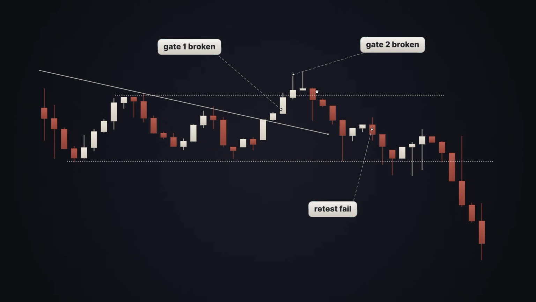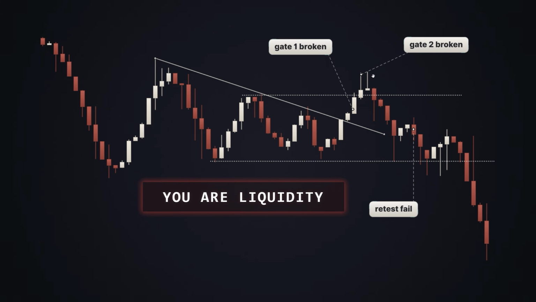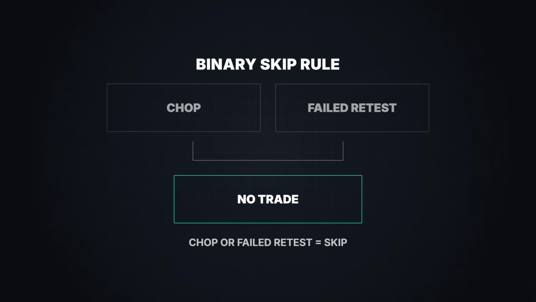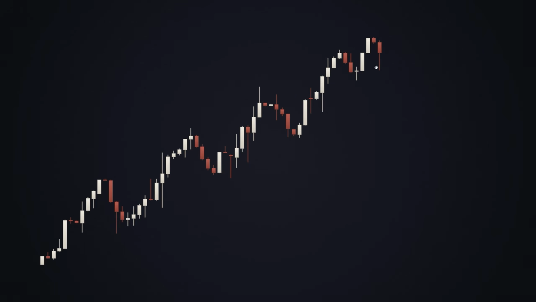Most scalpers lose here because they want the chart to pay them for being early. But you are not being early. You are being used as exit liquidity, which means your order helps someone else get out. So binary rule, if the setup forms inside chop, or the retest closes back through the broken level, skip the trade. Now watch the difference.